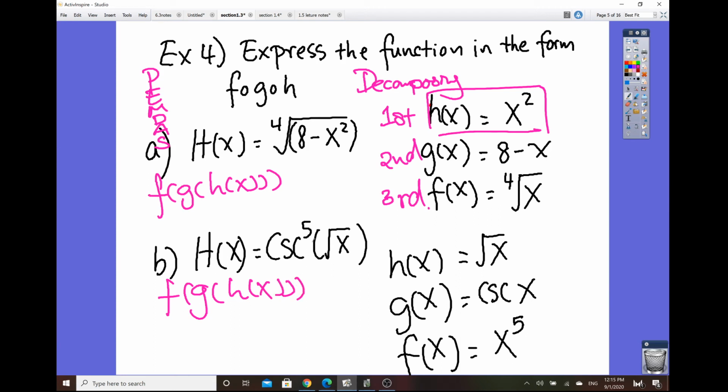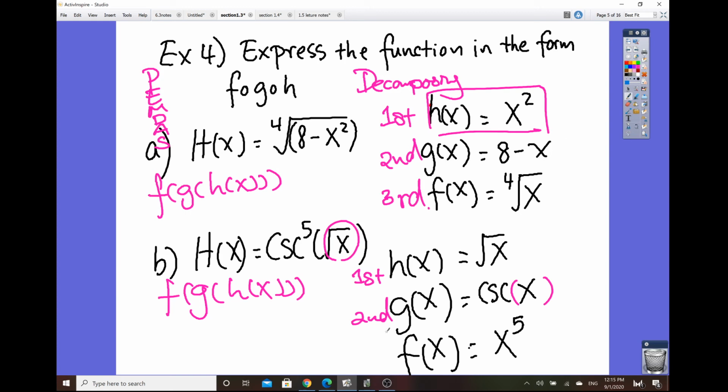So the inner function, we started with the square root. Outer function, g of x, so that means we're taking that with cosecant of x, cosecant of the quantity. And then for the last thing that you want to do, you want to raise whatever result you have from cosecant to the 5th power, so it's x to the power of 5, and that would be the final form.